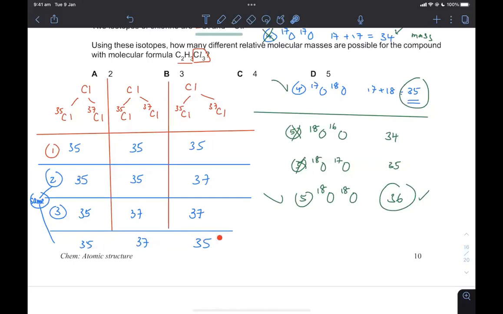Okay, so I don't count this because 35 plus 37 plus 35 is the same as 35 plus 35 plus 37. Even without clicking my calculator, I should be able to see this. 35 plus 37 is the same as 37 plus 35. Okay, so I don't count that. I don't count that. Okay, what is my next combination?